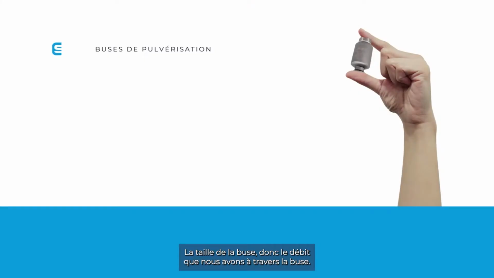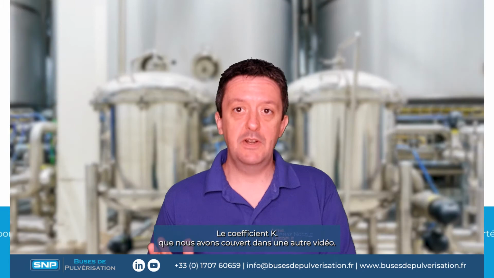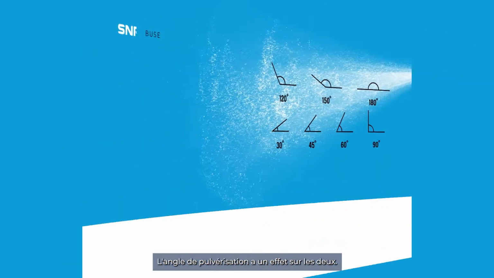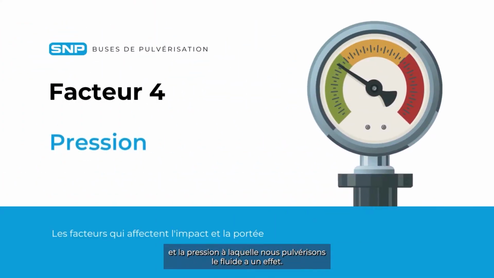They're affected by basically four key factors: the size of the nozzle, the flow rate we've got going through the nozzle, the K factor that we covered in the previous video, the spray pattern type has a big effect on both, the spray angle has an effect, and the pressure at which we're spraying the fluid has an effect.